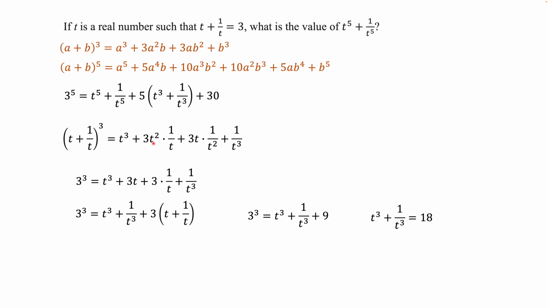So I need to put this 18 right here in the formula above, and that gives us the final answer. Well, not really the final answer yet, so we put 18 instead of t cubed plus 1 over t cubed. Then take the terms, combine all the numbers, and we're going to get again t to the 5th plus 1 over t to the 5th, and that's 123.